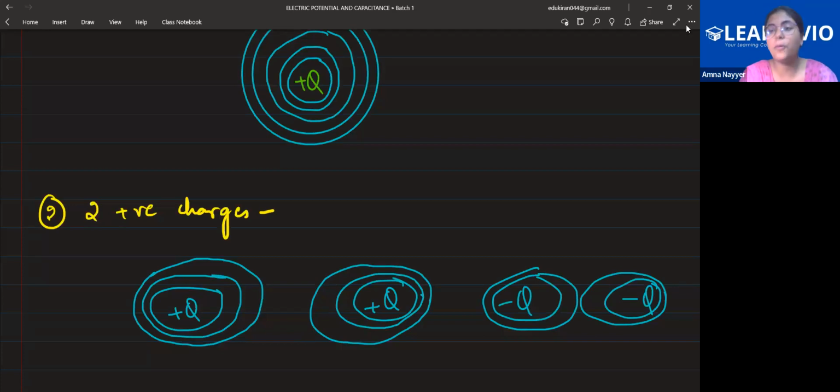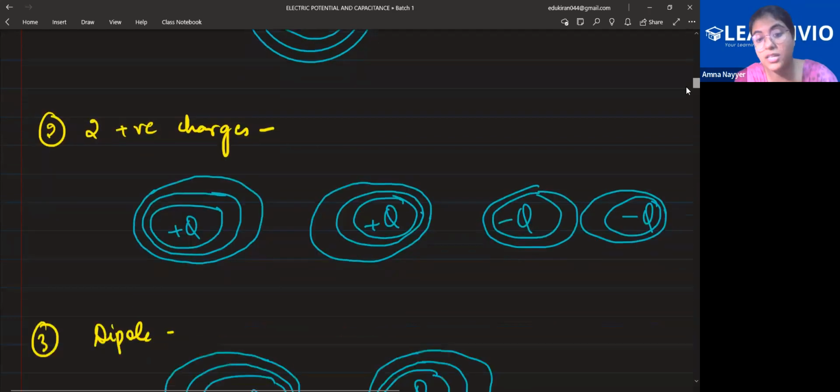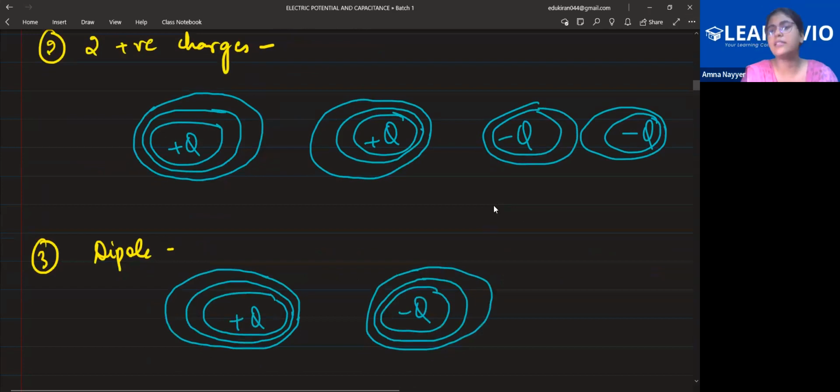But in the opposite case, one positive and one negative, that is known as a dipole, right? Here the opposite occurs: the central portion will be thinner and the outermost portion will be thicker. This is the difference that will come.